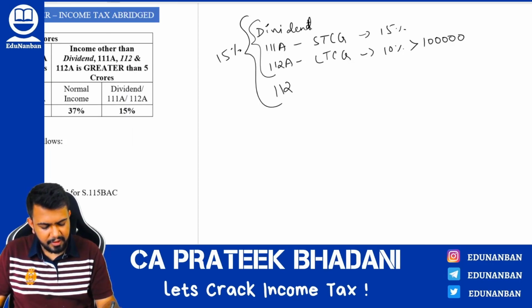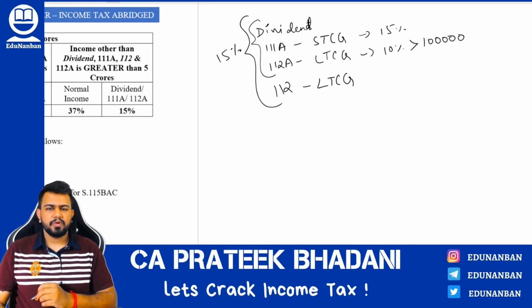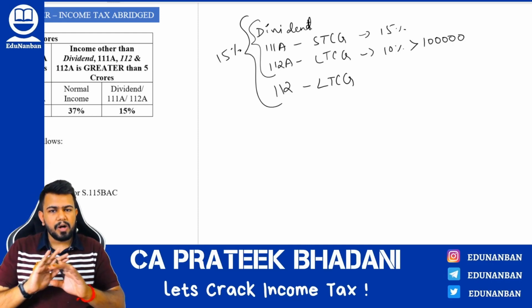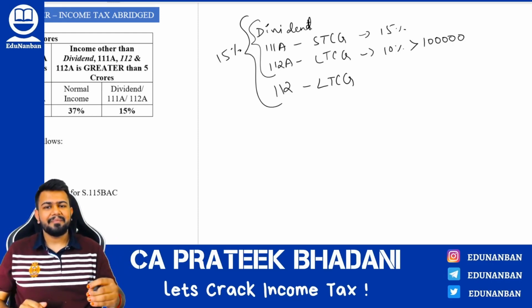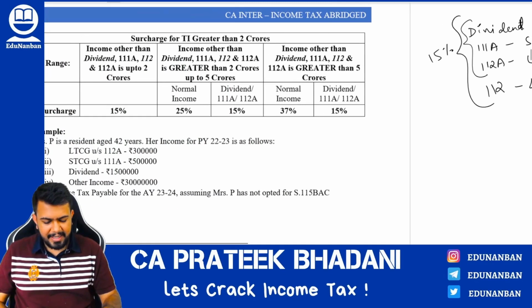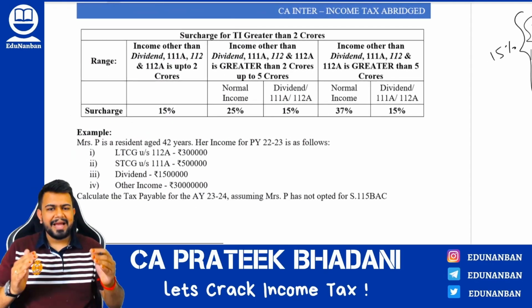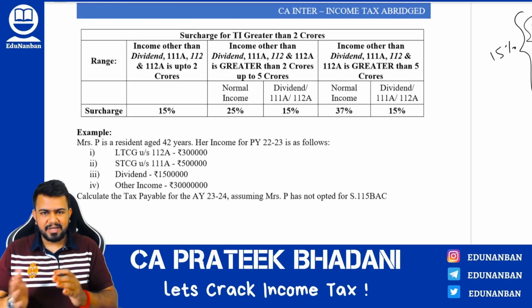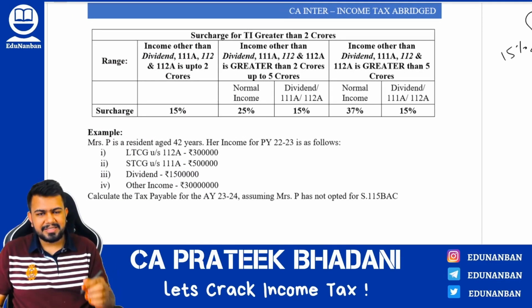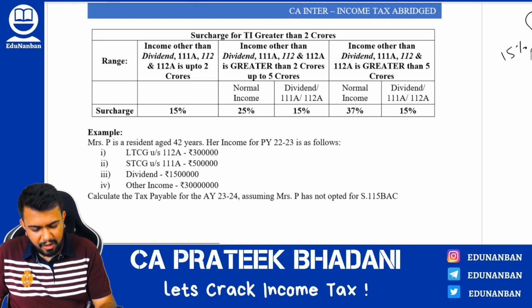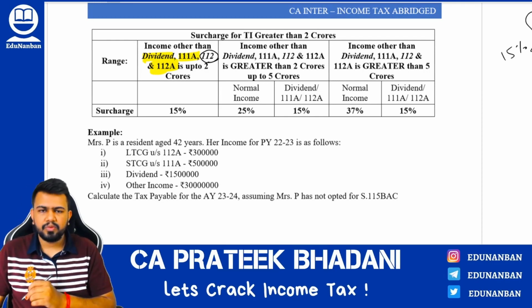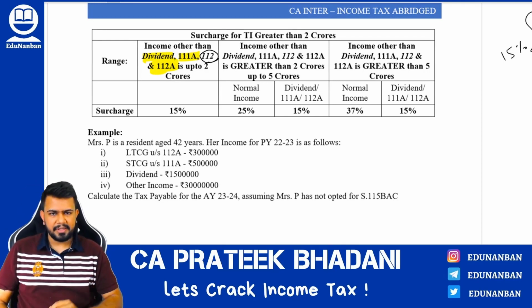Okay, 112. What is 112? Normal long term capital gain. Okay, so now for all the long term capital gain income, the maximum surcharge can be how much? 15%. I am not going in depth because we have already covered this section, and if you want to revise it, you can obviously watch the revision lecture. So in this table, what I want you to do is, along with dividend income, 111A income and 112A income, you should also include section 112, that is normal long term capital gain.